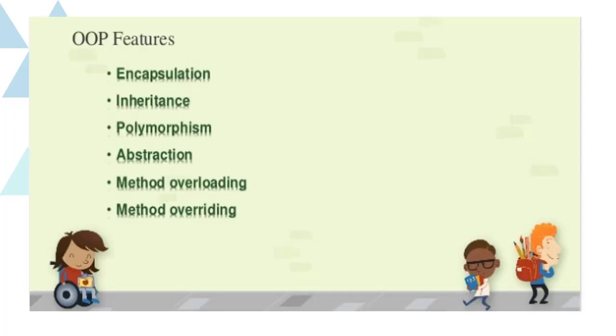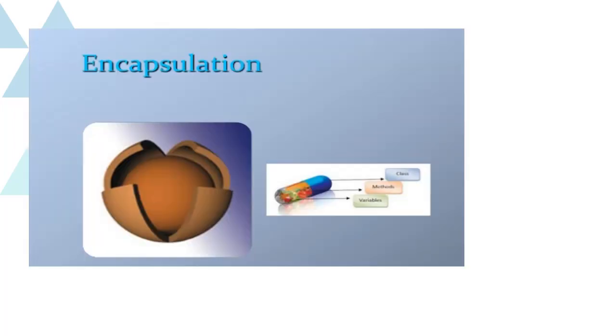Now let's start with today's session, which covers object-oriented programming features. Object-oriented programming encompasses four basic features, which are encapsulation, inheritance, polymorphism and abstraction, where we also have to see what we mean by method overloading and method overriding in object-oriented programming.